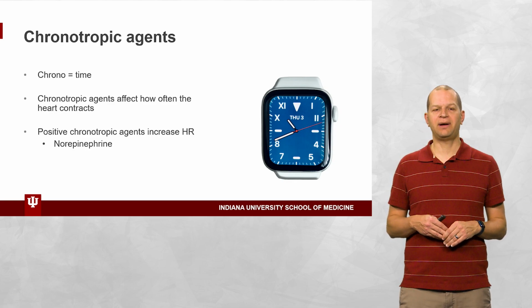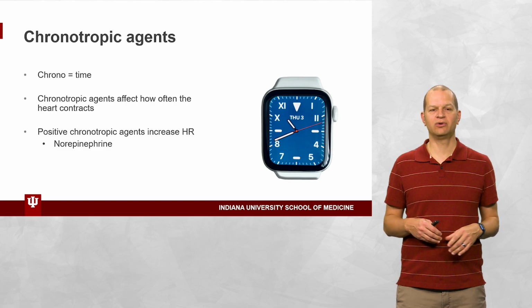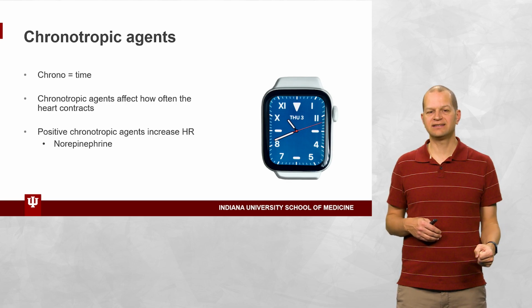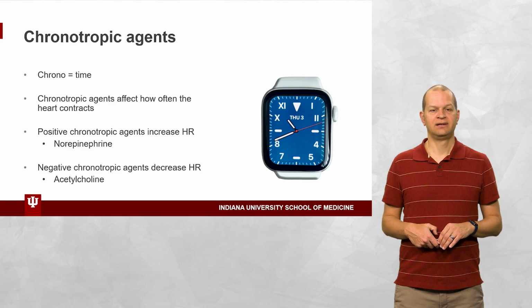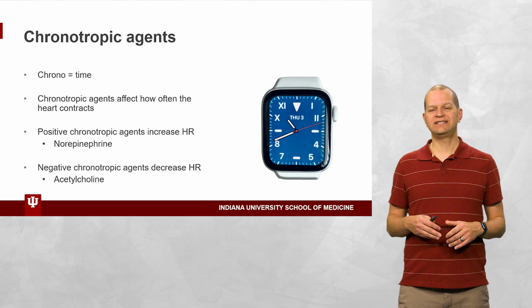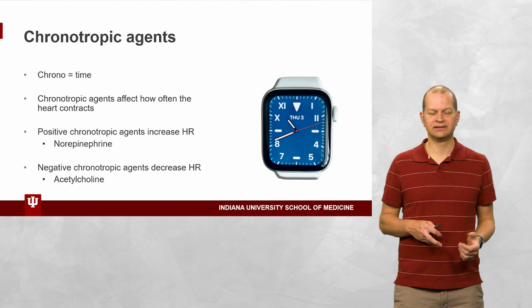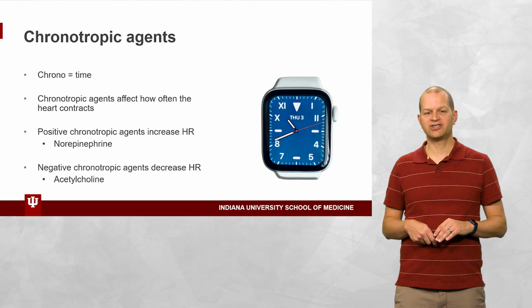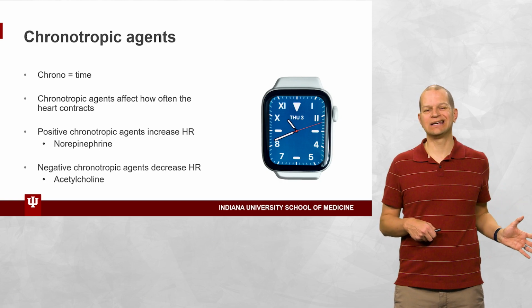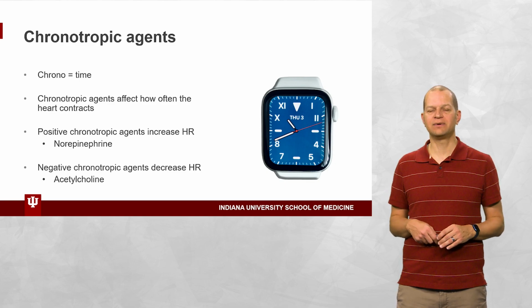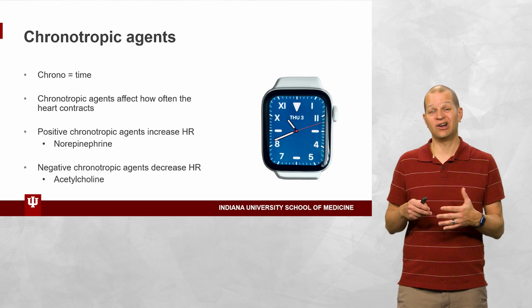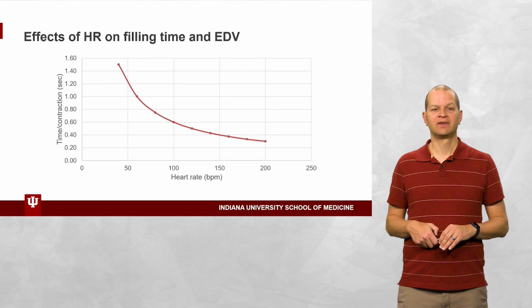We've got something called a positive chronotropic agent. Heart rate will increase. An example of this is norepinephrine, and we'll talk about norepinephrine a lot. A negative chronotropic agent will decrease heart rate. That's acetylcholine. Just a quick refresher: acetylcholine activates muscle cells, but it inhibits cardiac pacemaker cells because it opens different channels.